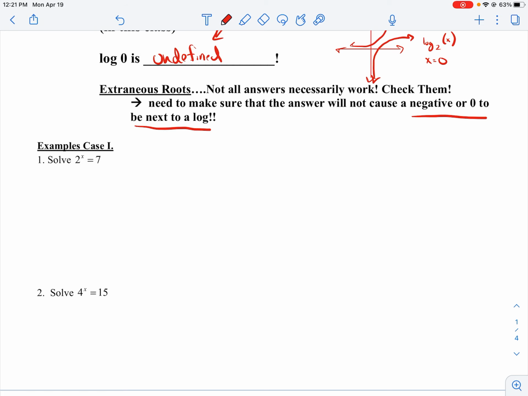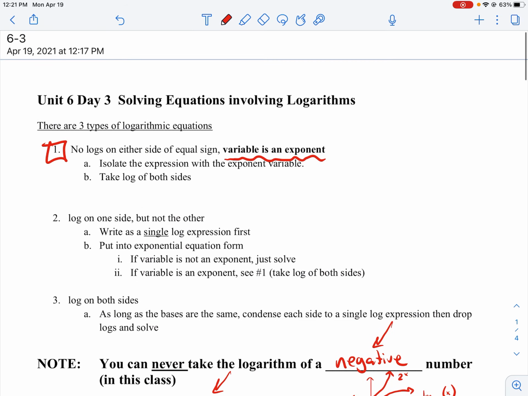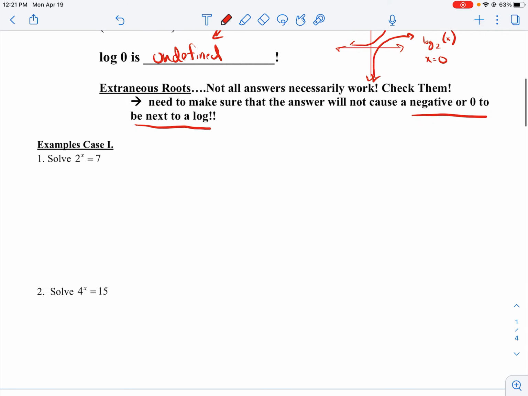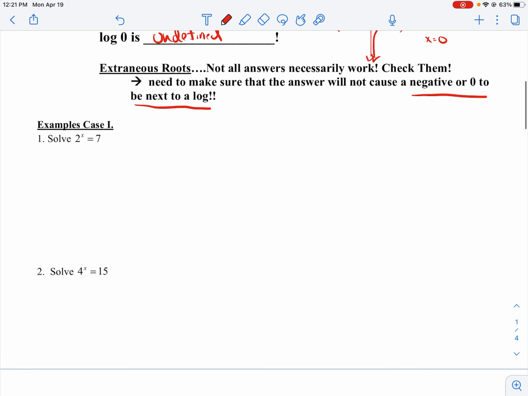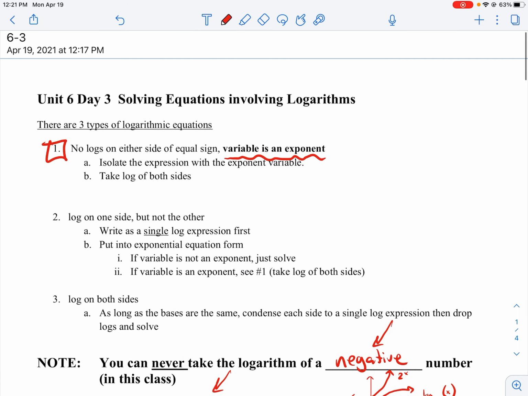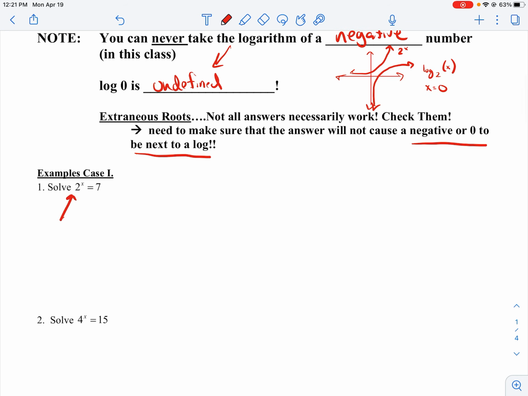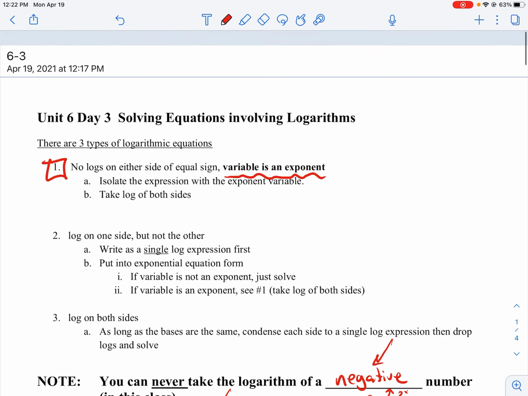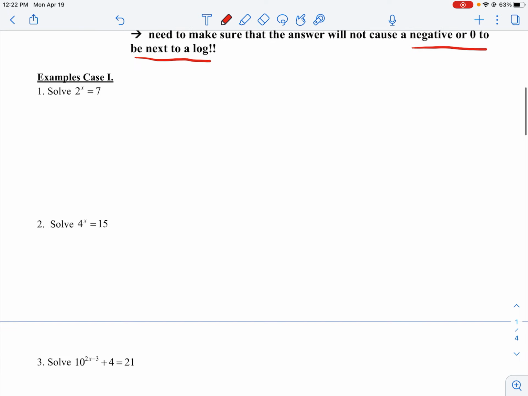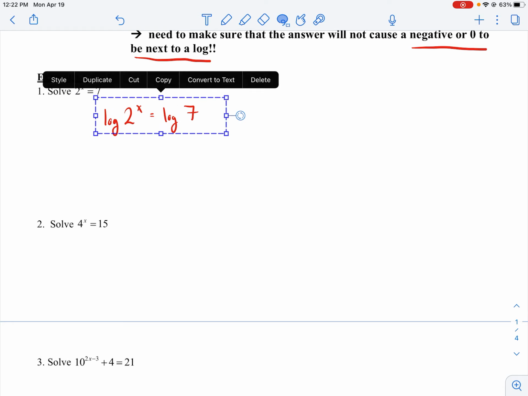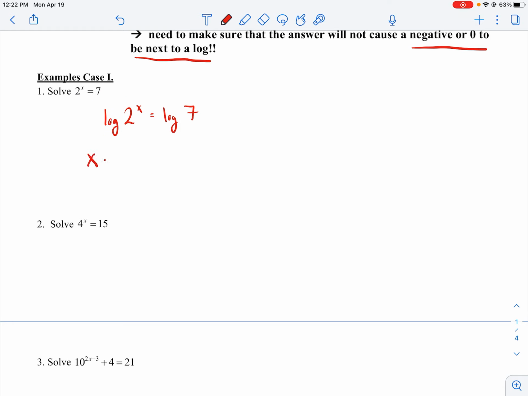Okay? And so anyway, this is case 1, right? And what does case 1 say? No logs on either side. The variable is an exponent. Look in number 1 and number 2. No logs on either side. Our variable is an exponent. And it says isolate the expression with the exponent variable, which means get this piece by itself, which as you can see, we got that in both cases. And then our last piece, it says take log of both sides. So we come down here, we're going to say the log of 2^x is equal to the log of 7. Okay? And then using our power property, I'm going to take that x and I'm going to move it to the front of the log.